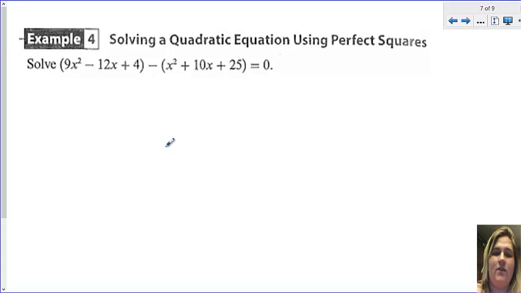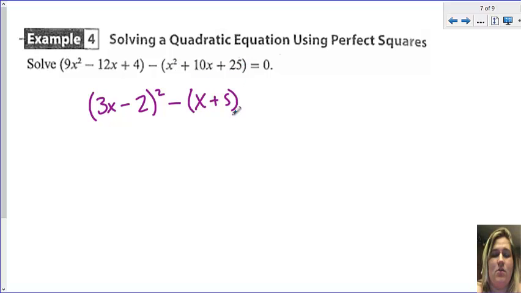On example 4, it says solving a quadratic equation using perfect squares. Okay, what they're wanting you to recognize is that these are perfect square trinomials. So on the first one, we can take the square root of this first part, which is going to be 3x, and then since it's minus and then plus, it's going to be minus the square root of our last term, which is going to be 2, squared, minus this one, they're all being added, so I'm going to have x plus 5, because I take the square root of both of those, squared, equals 0. So now I still have a difference of two squares, because I have a difference and both of these quantities are being squared.